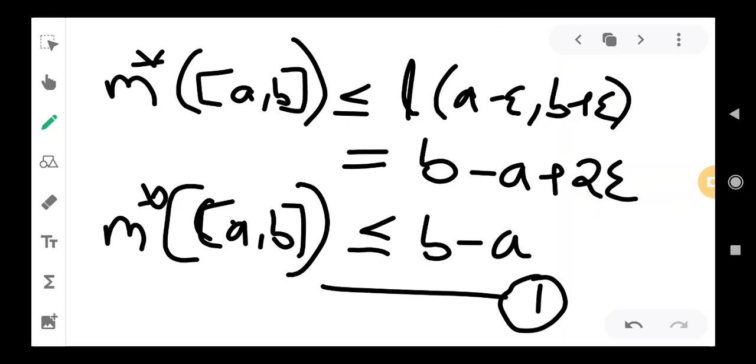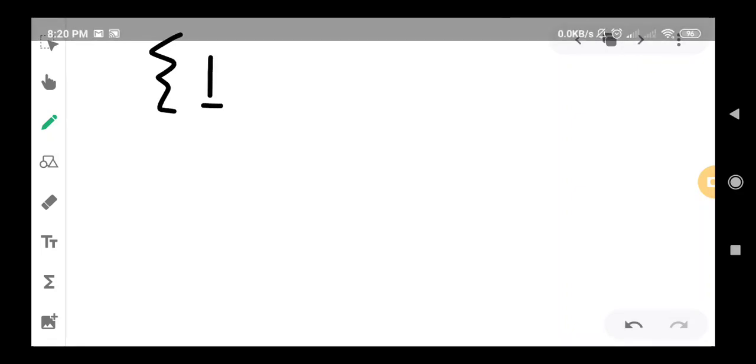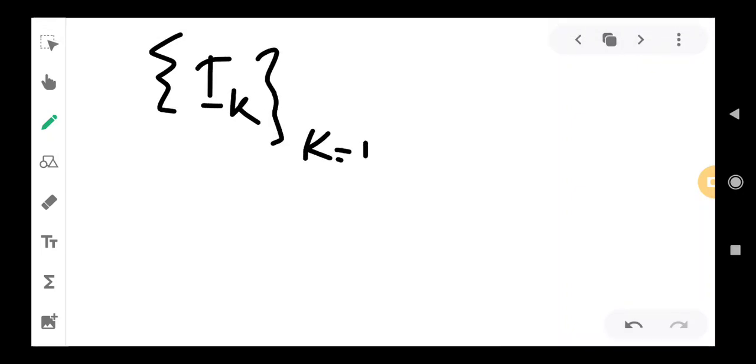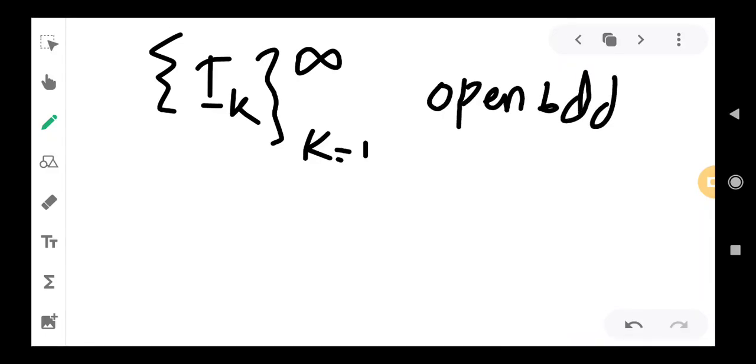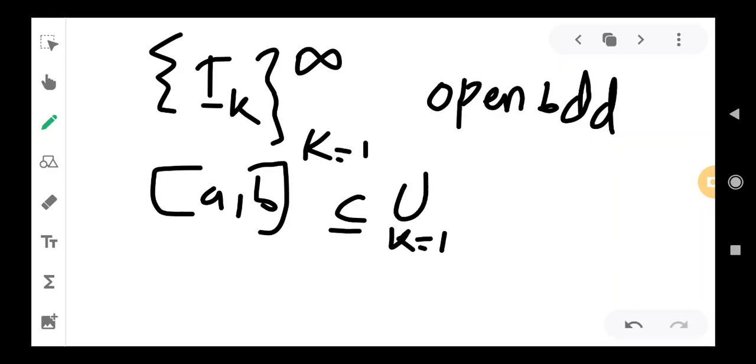Now we have proved one inequality, that M star of the closed interval AB is less than or equal to B minus A. Next we need to show that M star of the closed interval AB is greater than or equal to B minus A. To prove this, let the collection I_K, from K equal to 1 to infinity, be a countable collection of open bounded intervals covering the closed interval AB. So we can write the closed interval AB is a subset of the union over K equal to 1 to infinity of I_K.